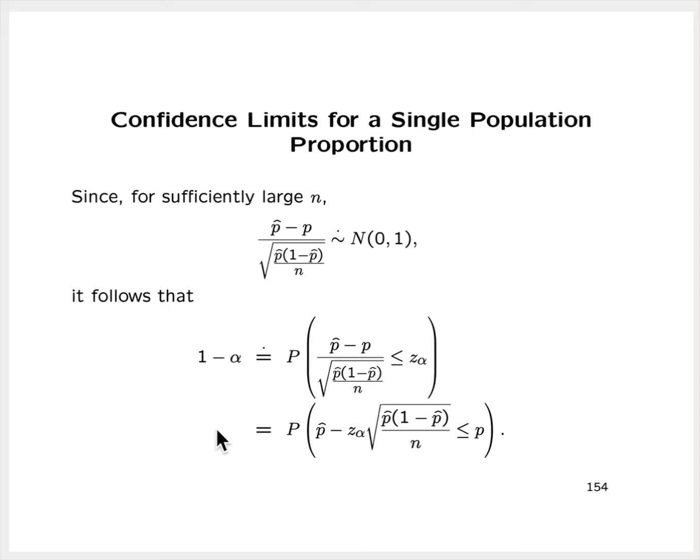And so it follows that the probability of observing a value of the standardized version of p hat less than or equal to z sub alpha is approximately 1 minus alpha. Then we can rewrite the expressions inside the parentheses to get p all by itself. And so the probability that we get a hold of a sample for which the observed value of p is greater than or equal to this quantity computed from the sample is 1 minus alpha.